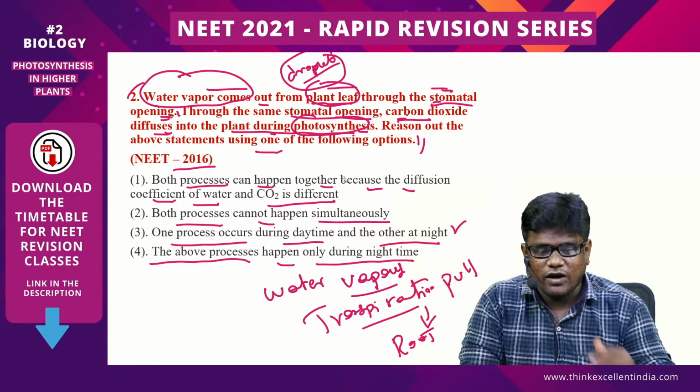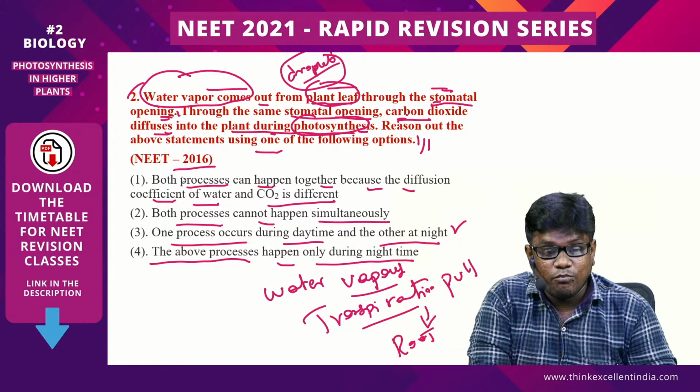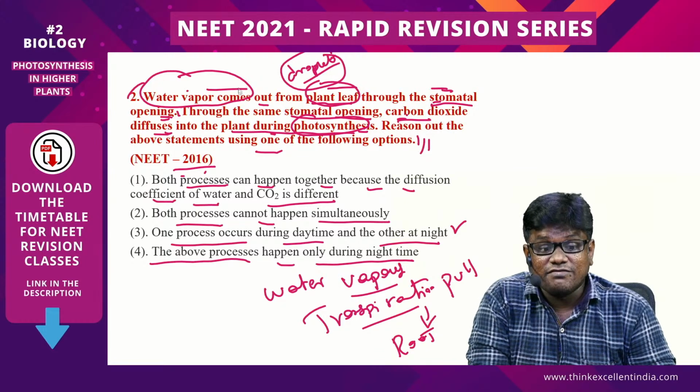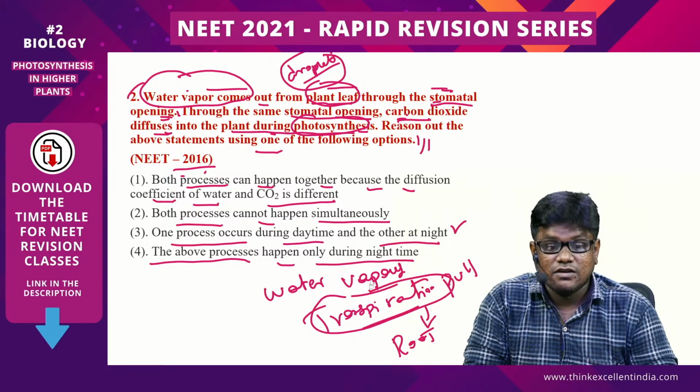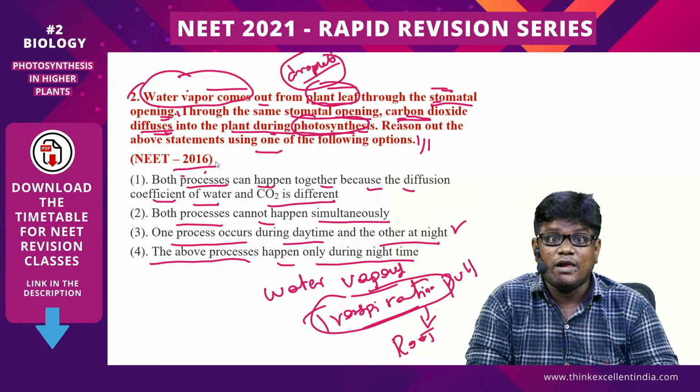See, what exactly is the kind of process relevant to this particular question? There are two processes: the water vapor, the transpiration process, and when the stomata open, photosynthesis takes place and carbon dioxide gets diffused. Carbon dioxide is getting diffused.